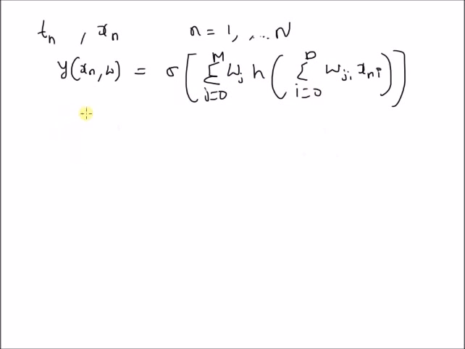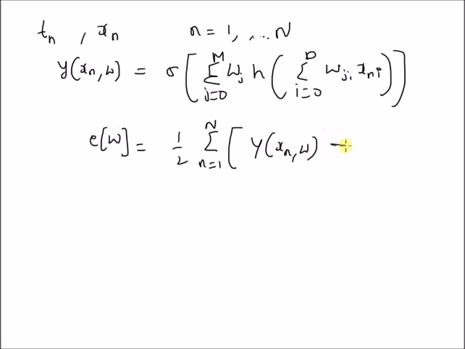Now in order to derive the equations for the weight vector w, we need to minimize the error function. That is, the error function E of w is defined as 1 by 2 summation n equal to 1 to capital N, where capital N is the total number of inputs, summation of y of xn comma w, that is the output of the neural network for the nth input, minus the nth target value, whole square. So this is the error function.